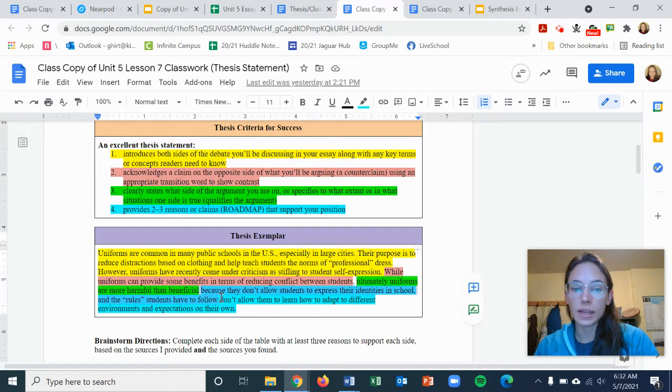So at the end of my example thesis, if my argument is about uniforms and I'm saying uniforms are more harmful than beneficial, my two reasons are they don't allow students to express their identities in school, and the rules students have to follow don't allow them to learn how to adapt to different environments and expectations on their own. So those are my two reasons. Those are going to become my body paragraph claims. So as long as you have done that step in your thesis, you are already almost done with your body paragraphs.